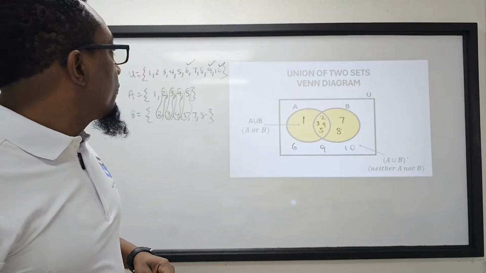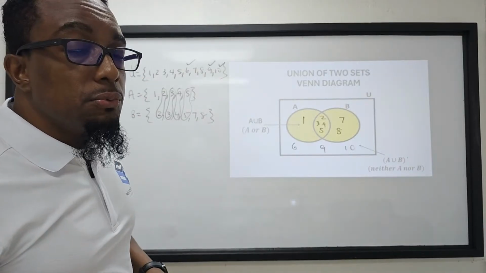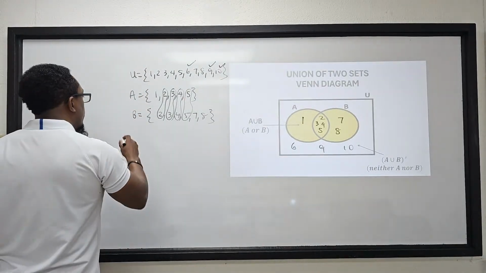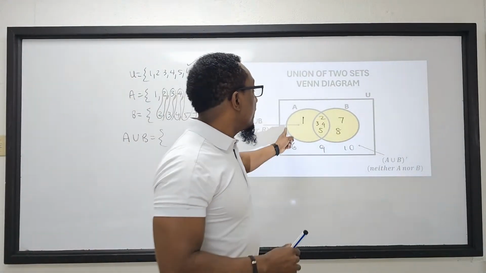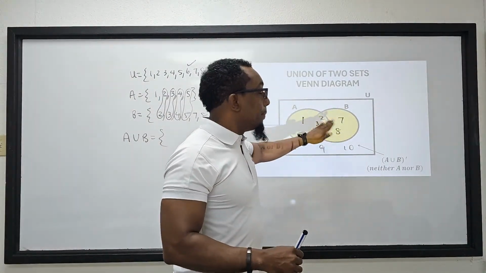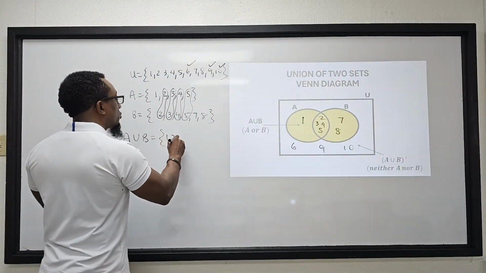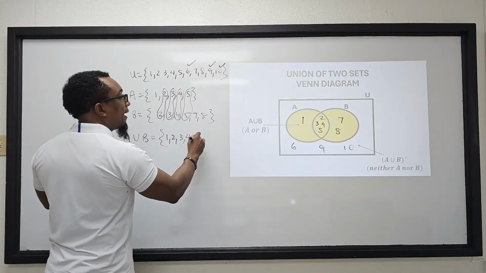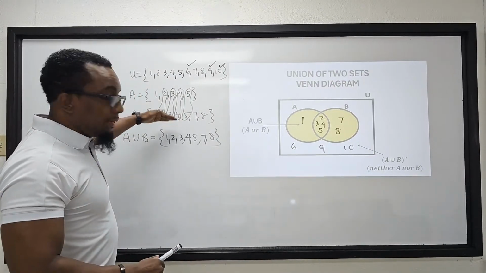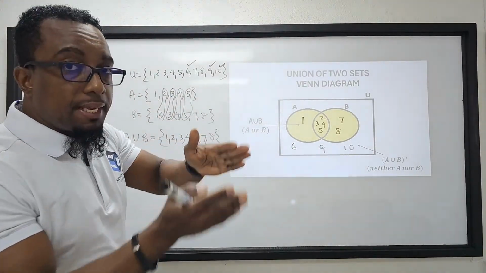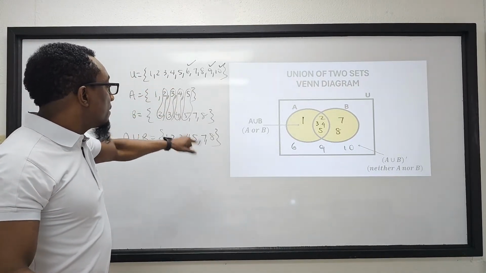But if they ask me now for the union of my two subsets A and B, I'm looking at my elements that are in either A or B or both. So all combined together to give us 1, 2, 3, 4, 5, 7, and 8. So we can go look at A and B and we can bring them together without a repetition of elements. We have 1, 2, 3, 4, 5, 7, 8.